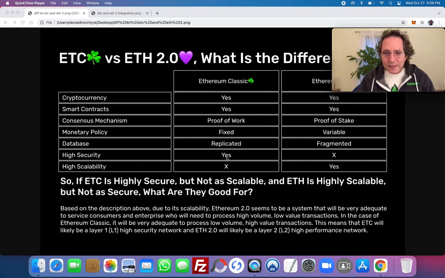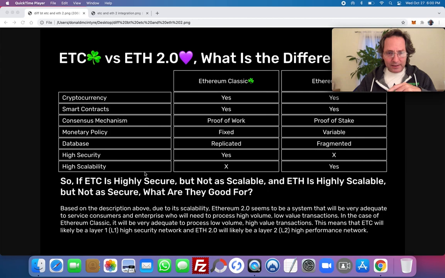High security: yes, Ethereum Classic is designed and thought to be a highly secure system. It's not about innovation, it's not about gimmicks, it's not about all these fancy things and Shiba coin or shitcoin and all that, but it's more about security. So in the future, applications that are focused on high security are going to use Ethereum Classic.